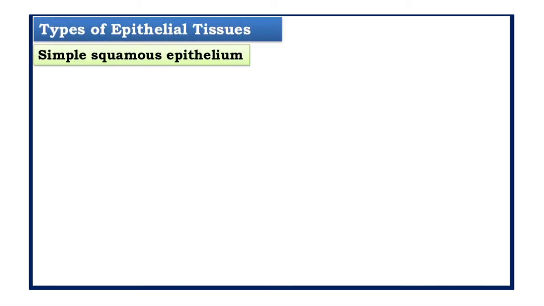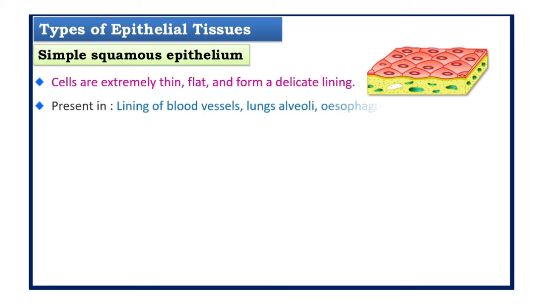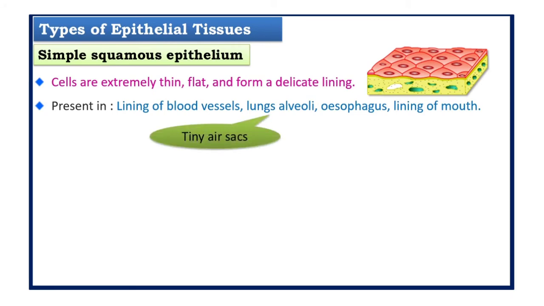The first type of epithelial tissue is simple squamous epithelium. This is how the simple squamous epithelium looks. These cells are extremely thin and flat and they form a delicate lining. This lining, or these kinds of cells, are present in the lining of blood vessels. They are also present on the lung alveoli.